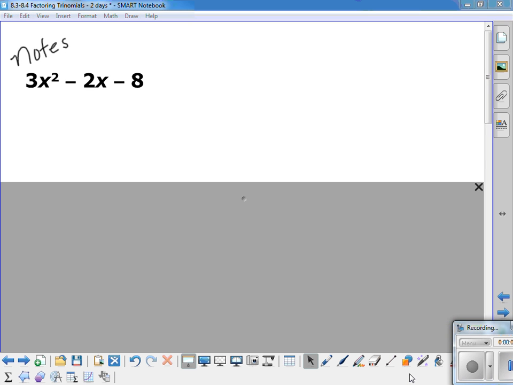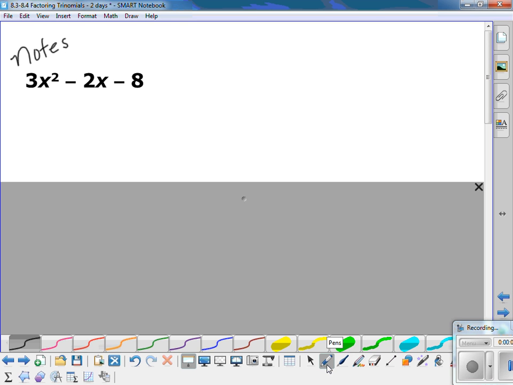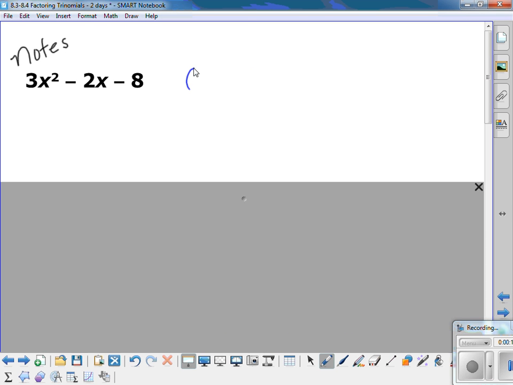Okay, so this is just a continuation of factoring, just to reinforce what we already did last week. So we've got 3x squared minus 2x minus 8. I'm going to take my first two terms, which are going to give me the first term here. So how can I multiply and get 3x squared? 3x times x, right? And there isn't really any other way to do it. So I'm done with that one.